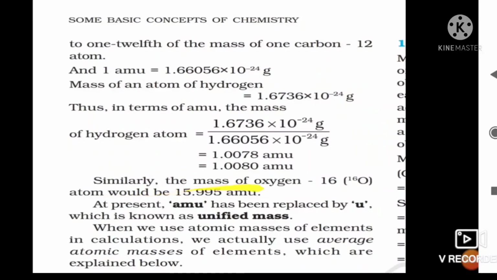Similarly, the atomic mass of the oxygen atom, whose mass number is 16, would be 15.995 AMU. At present, AMU has been replaced by U, small letter u, which is known as unified mass. When we use atomic masses of elements in calculation, we actually use the average atomic mass of an element. Next we are going to discuss average atomic mass.